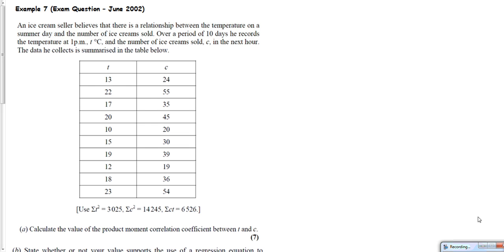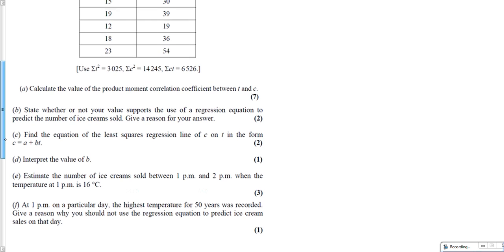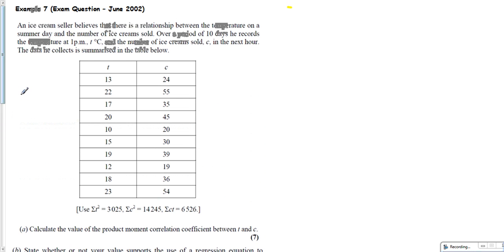S1 Regression Example 7. This is a full exam question. We very often get a full exam question on this topic, and it's really helpful to make sure that you practice it, because it's the sort of thing where you can pick up a lot of marks. If we scroll down the side here, you can see that there's 16 marks, which is about a fifth of the paper. So it's really worth practicing these skills.